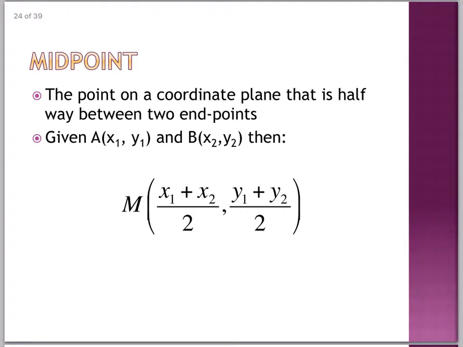Now we can also find the midpoint on a coordinate plane. The point on a coordinate plane that is halfway between two endpoints. So again, one point at x1, y1, another point x2, y2: (x1 + x2) divided by 2, (y1 + y2) divided by 2. That's the midpoint. Not a terribly difficult formula, just an averaging.